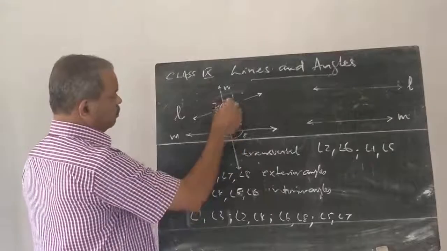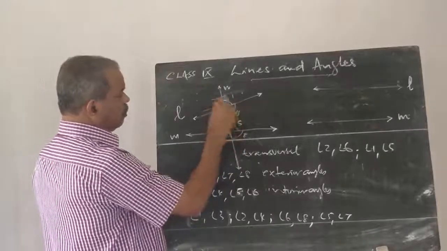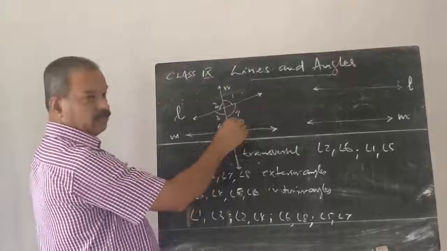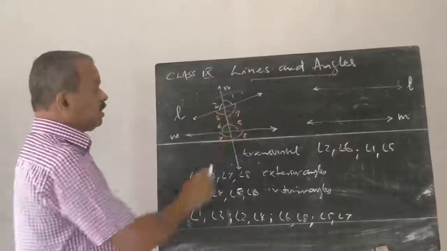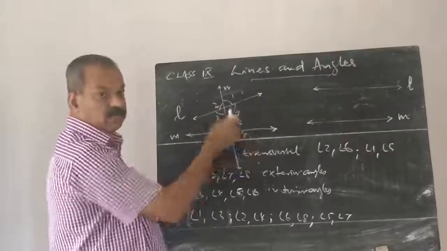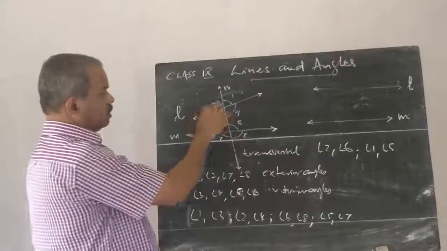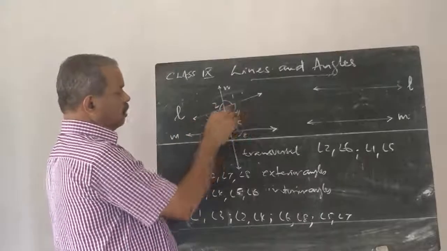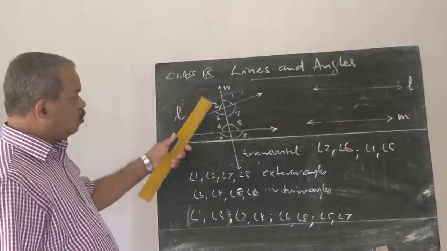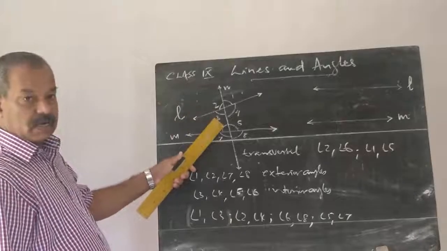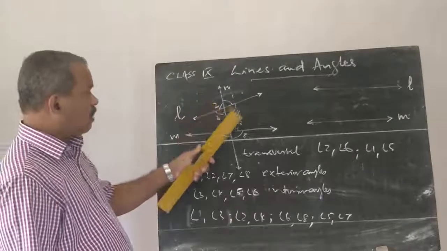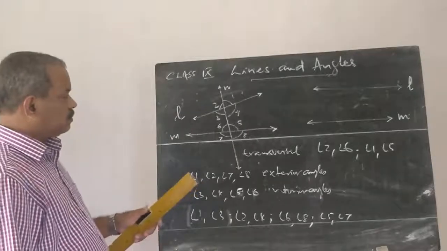What is the relation between angle 3 and angle 5? They are alternate interior angles. 3 and 5, 4 and 6 are alternate interior angles. 2 and 6 are corresponding angles. 1 and 5 are also corresponding angles.